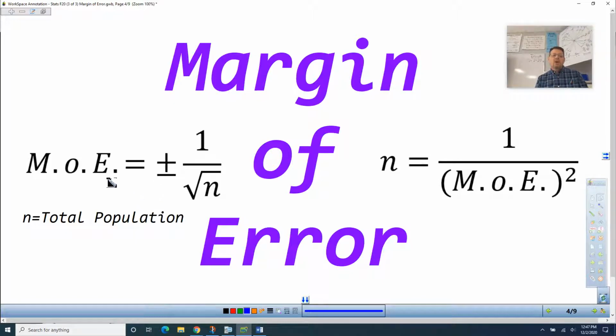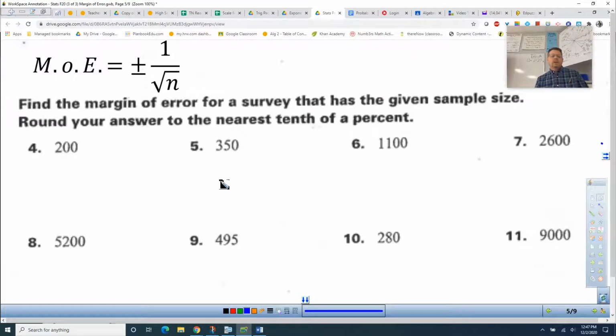So let's start with doing margin of error. And we're going to use this formula to do so. In our little packet here, it says find the margin of error for a survey that has the given sample size. That means how many people were surveyed. Round your answer to the nearest 1/10 of a percent. Okay, so here we go. Here's our margin of error. MO equals plus or minus 1 over the square root of 200. Okay, so what does that look like?